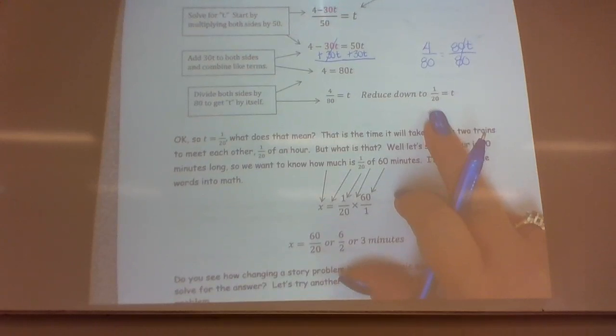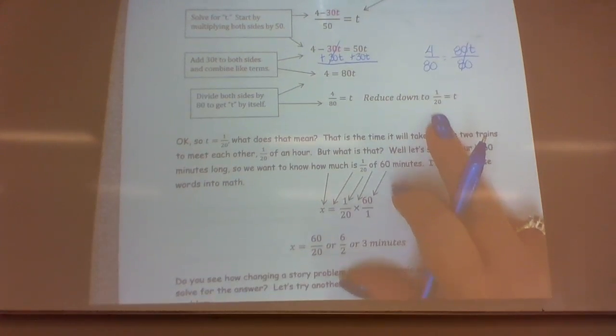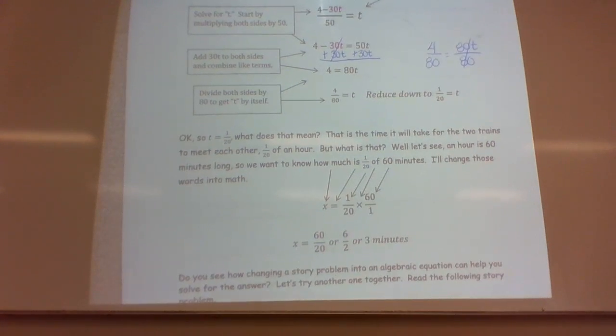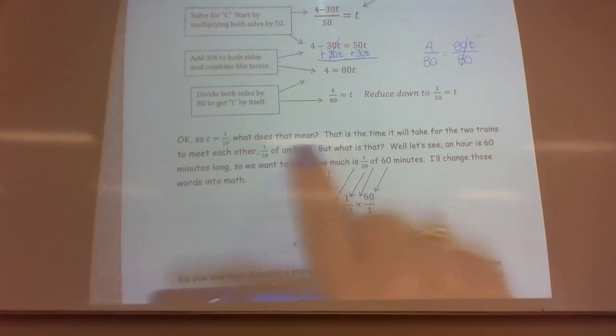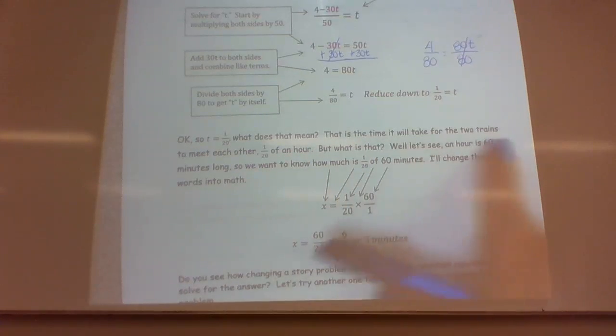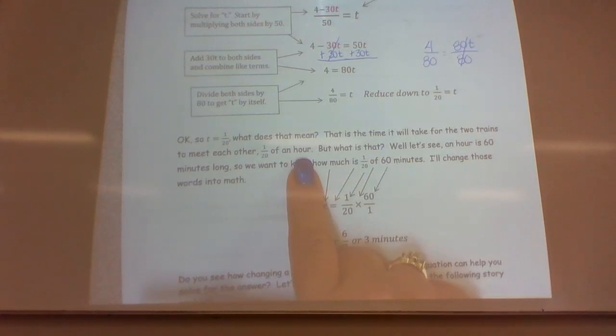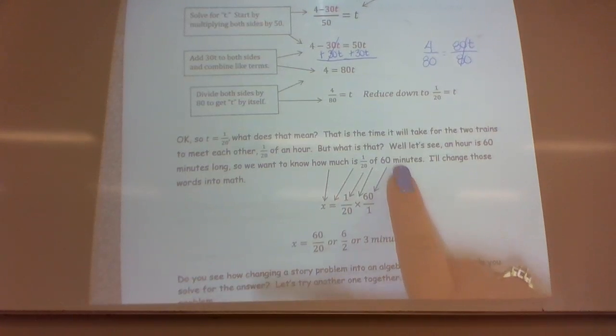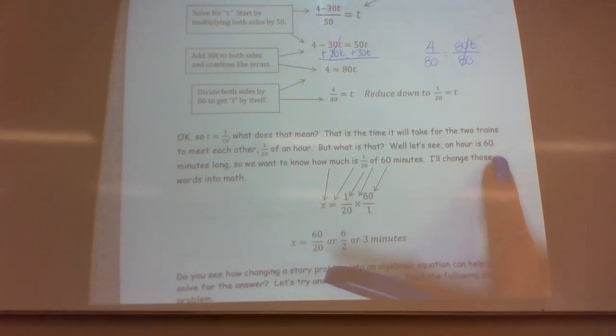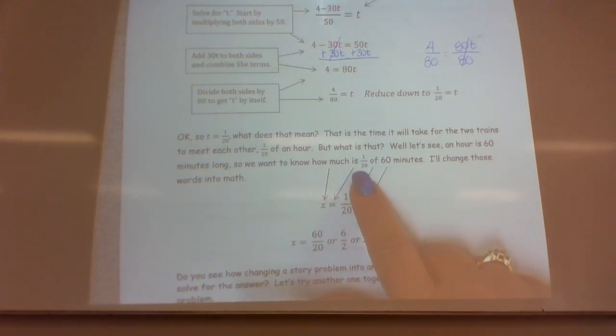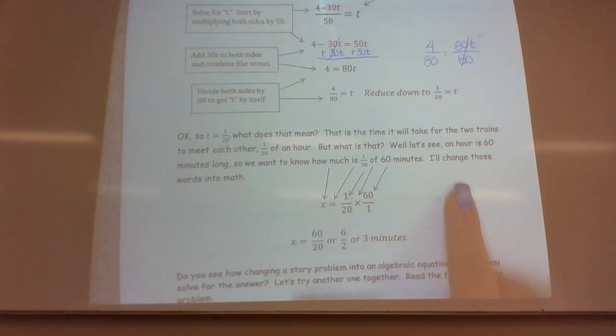So what does that mean? We've gotten to this point, so what do we do with it? Alright, so 1/20th is the time it will take for the trains to meet each other. 1/20th of an hour. Okay? So, but what is that? Well, an hour is 60 minutes. So we want to know how much is 1/20th of 60.